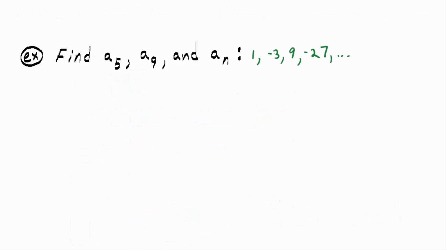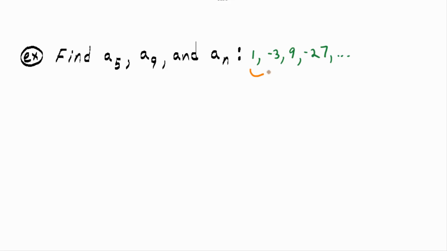Okay, so in this example, we want to find A5, A9, and AN, and you don't have to go in that order. But let's say we wanted A5. Would it be that hard to find A5 recursively? So you'd want to identify R first, the common ratio.